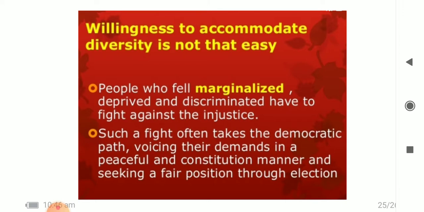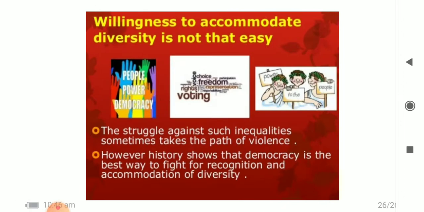Such a fight often takes the democratic path, voicing demands in a peaceful and constitutional manner and seeking a fair position through elections. The struggle against such inequalities sometimes takes the path of violence. However, history shows that democracy is the best way to fight for recognition and accommodation of diversity.